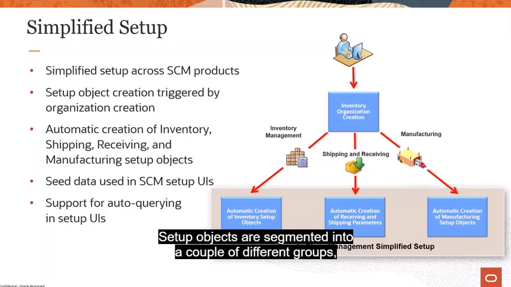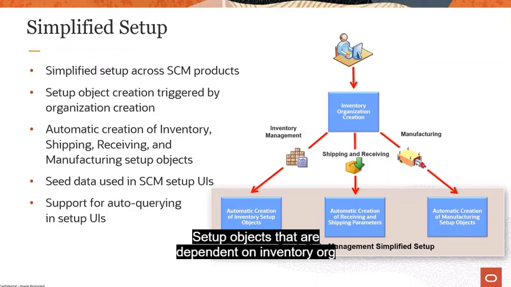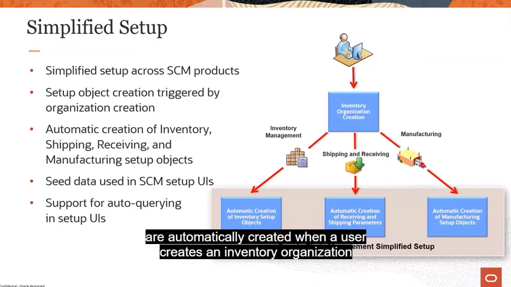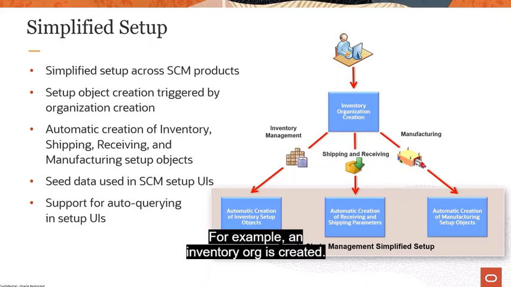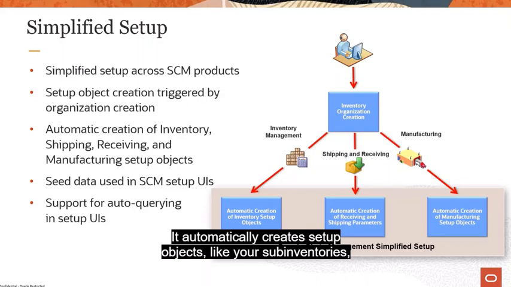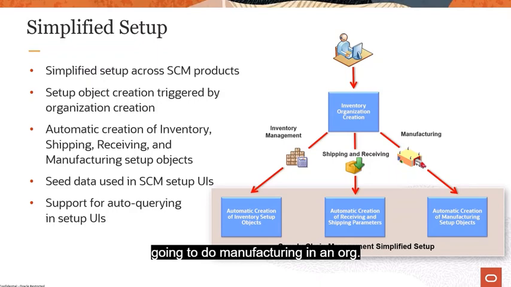Setup objects are segmented into a couple of different groups, those dependent on an inventory org and those that are not. Setup objects that are dependent on inventory org are automatically created when a user creates an inventory organization with the simplified setup steps. For example, when an inventory org is created, it automatically creates setup objects like your subinventories, receiving parameters, and manufacturing parameters if you're going to do manufacturing in an org.